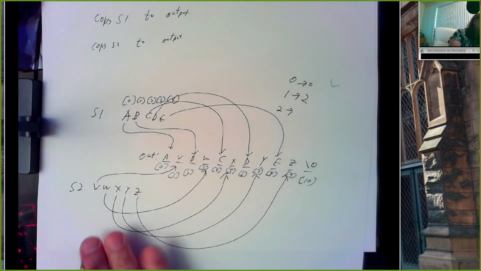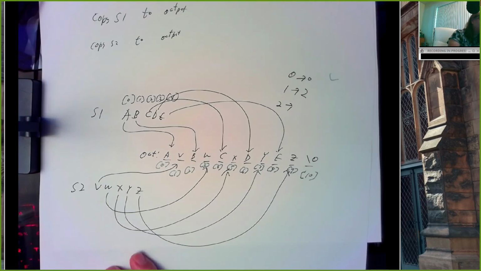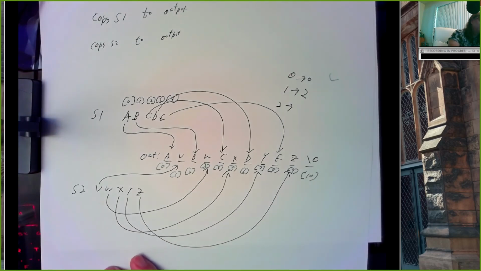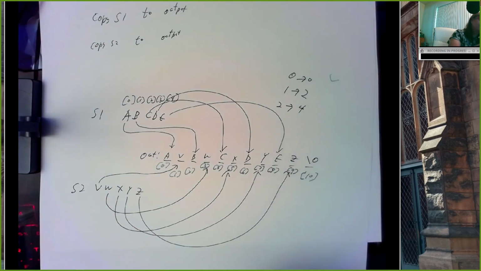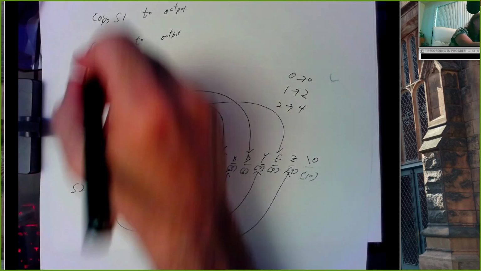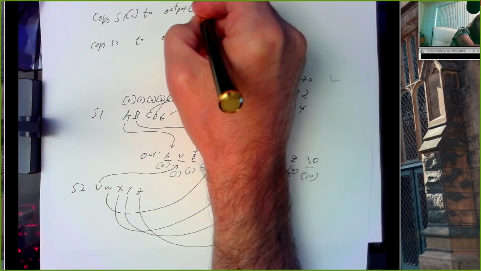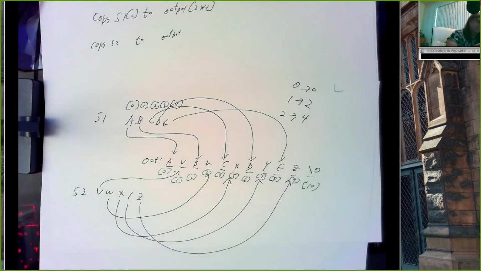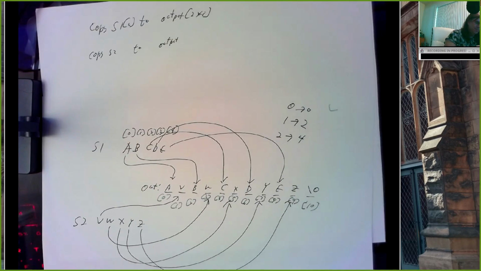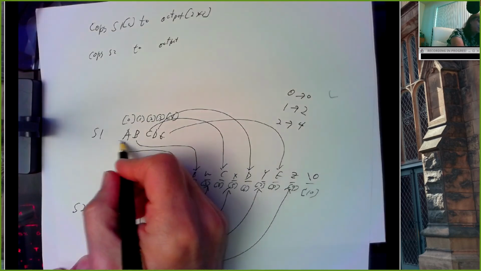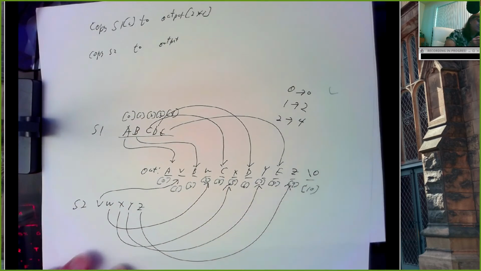And the C, index 2? That goes to 4. So it looks like a pattern, right? It looks like we've got a 2n. So let's copy S1 bracket i to output 2 times i. And I believe that would copy these into the correct locations in the output string.